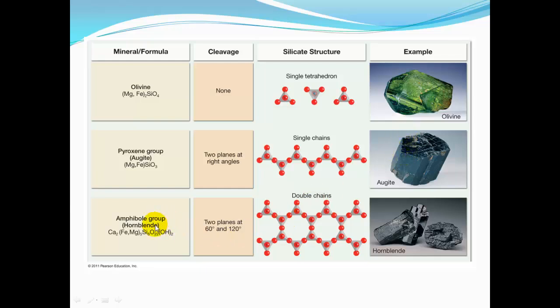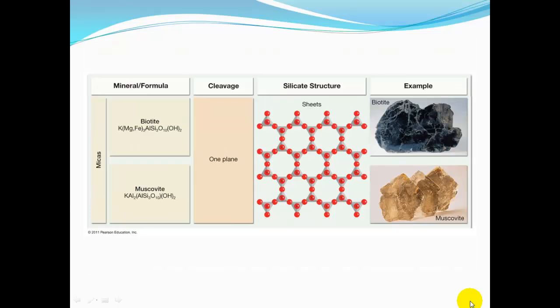And the amphibole group, or hornblende, takes basically magnesium, iron, and the silicon tetrahedra, but adds calcium into the mix and a little bit of water, and forms hornblende, which forms these double chains. And because this double chain is wider than a single chain, you'll get 2 planes of cleavage still, but they'll be at 60 and 120 degrees.